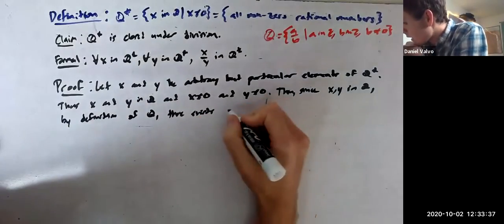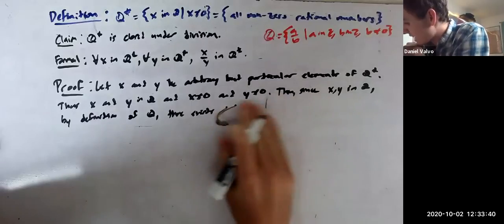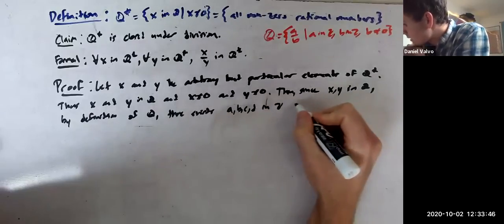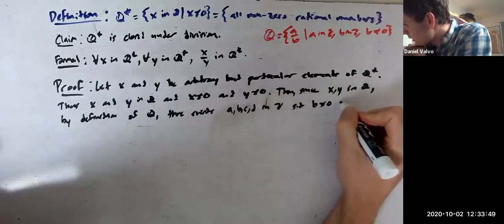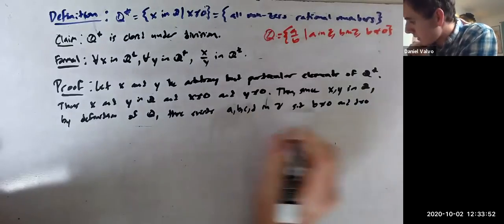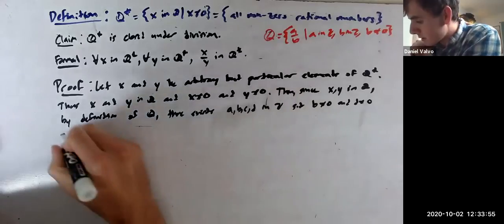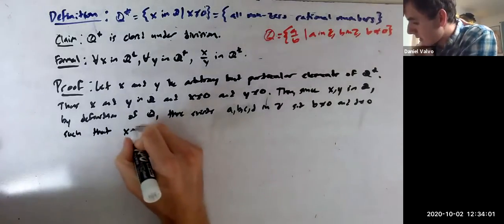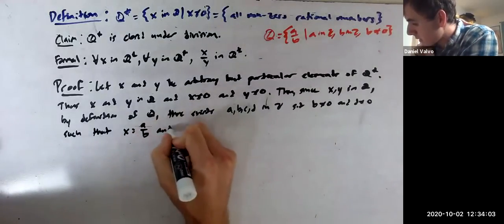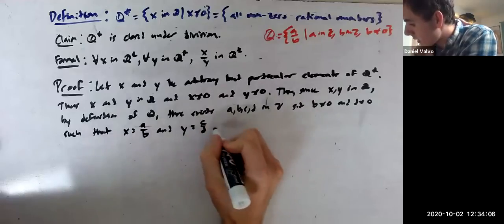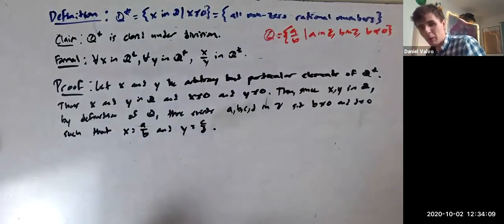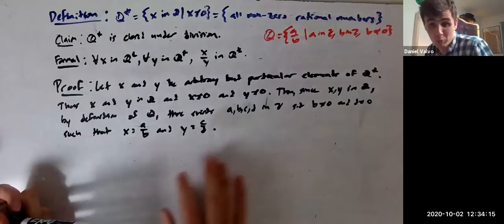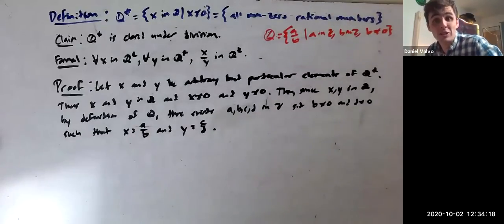there exist A, B, C, D in Z such that B does not equal 0 and D does not equal 0, such that x equals A over B and y equals C over D. Right? Because that's what it means to be a rational number. It means that you can be written as a ratio of integers where the bottoms, the B and D in this case, are not 0.